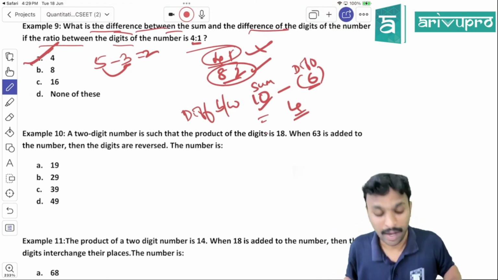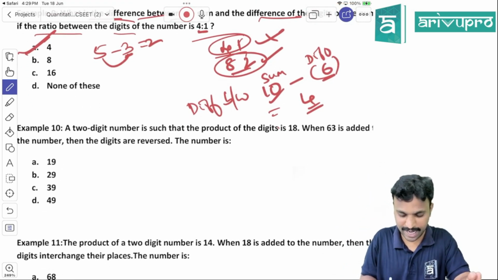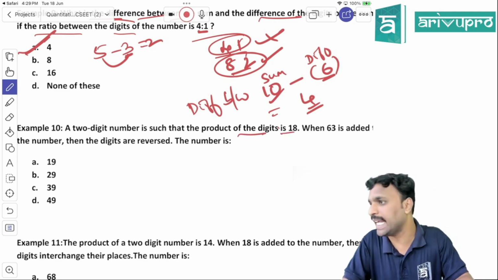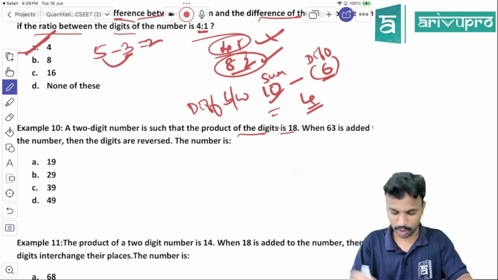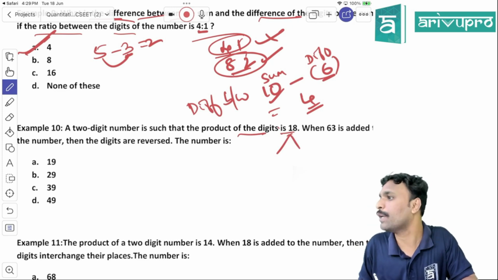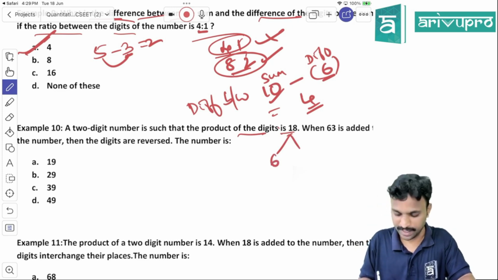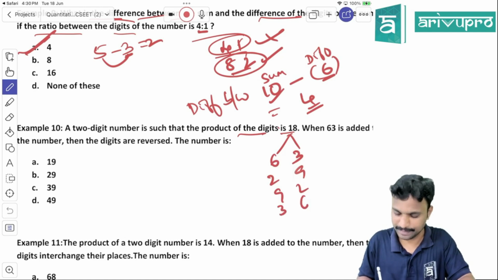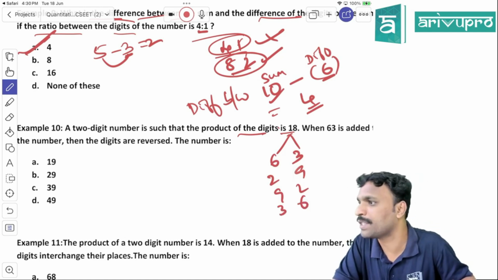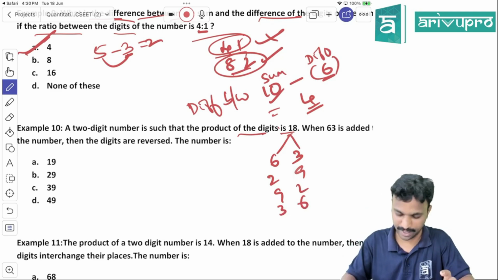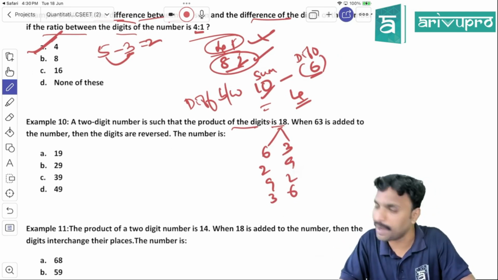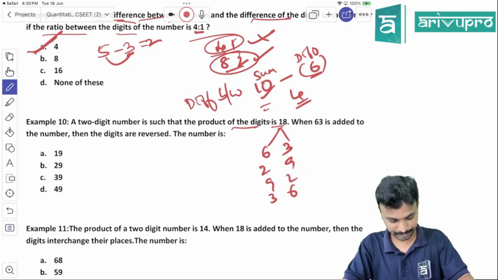Next question: a 2-digit number is such that the product of the 2 digits is 18. What could be the possibilities for the product equal to 18? 6 and 3, 2 and 9, or 9 and 2, or 3 and 6. Any of these possibilities. Yes or no? The product of the two digits is 18. When 63 is added to the number, the digits are reversed.